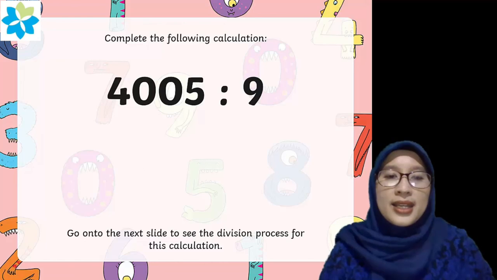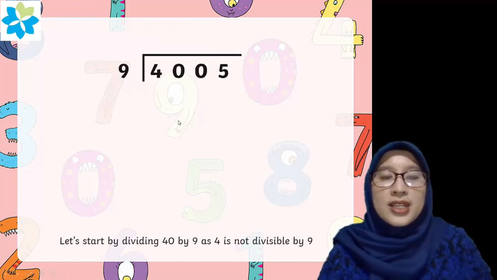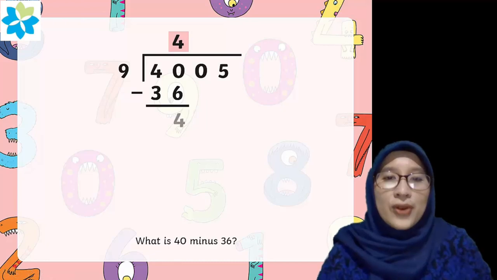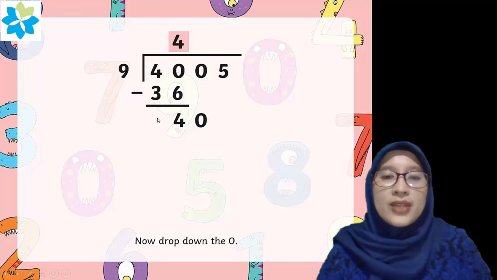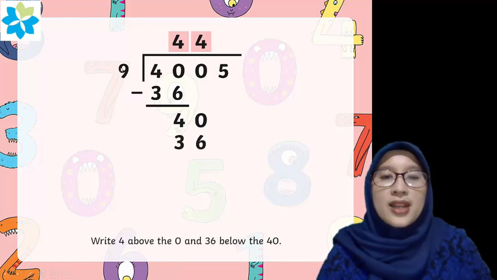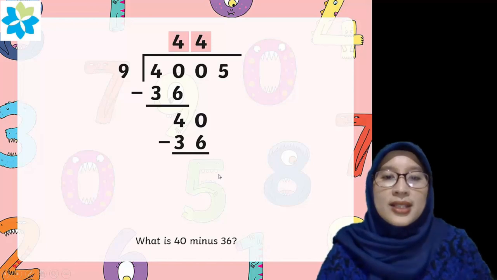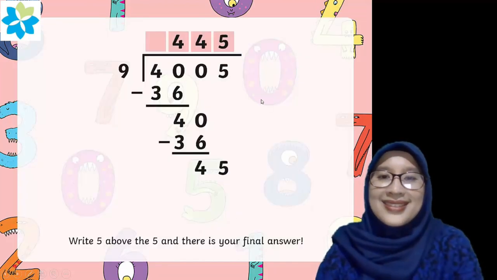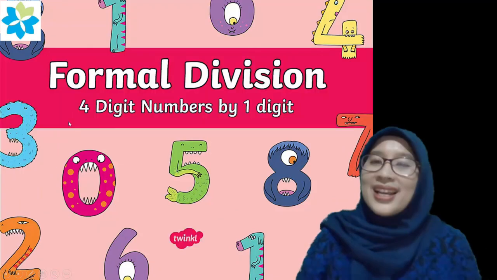4005 divided by 9. Let's go to divide 40 by 9. Yeah, 4, because 4 times 9 equals 36, and then subtract it, and we get 4, and drop 0, and then we get 40, and divided by 9, we get 4, and then 4 times 9 equals 36, and let's subtract it, it will become 4, and then please drop down 5, yeah, and we get 45, 45 divided by 9, we get 5 here. And then let's multiply 5 by 9. Yeah, the result is 445. Okay.